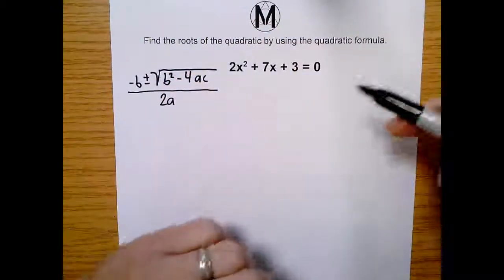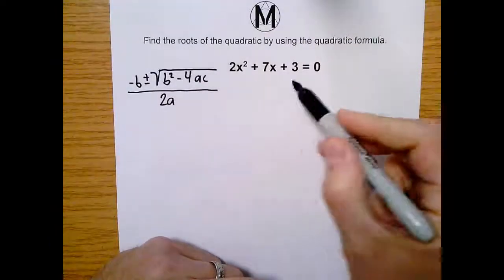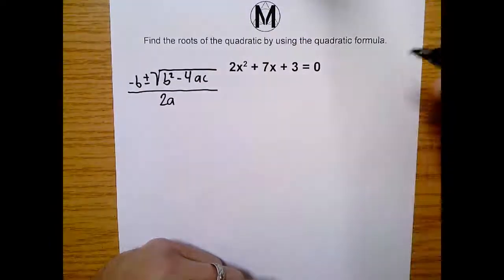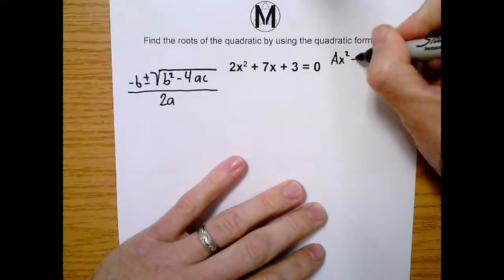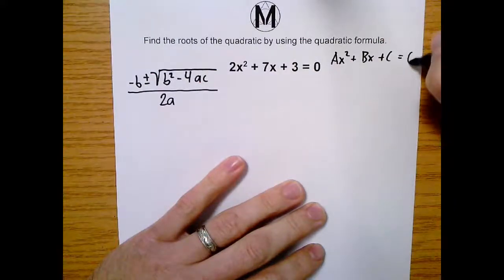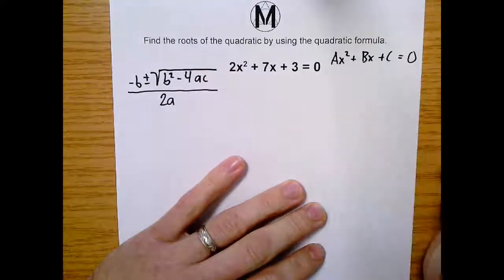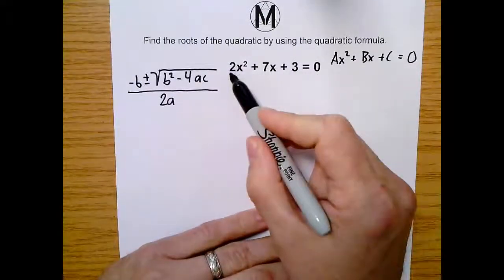Okay. Now, in order to use the quadratic formula, we need to make sure our quadratic is in standard form. And standard form is ax squared plus bx plus c is equal to 0. That's how you get your a, b, and c. Now, if you look here, we're in good shape. It's already in standard form.